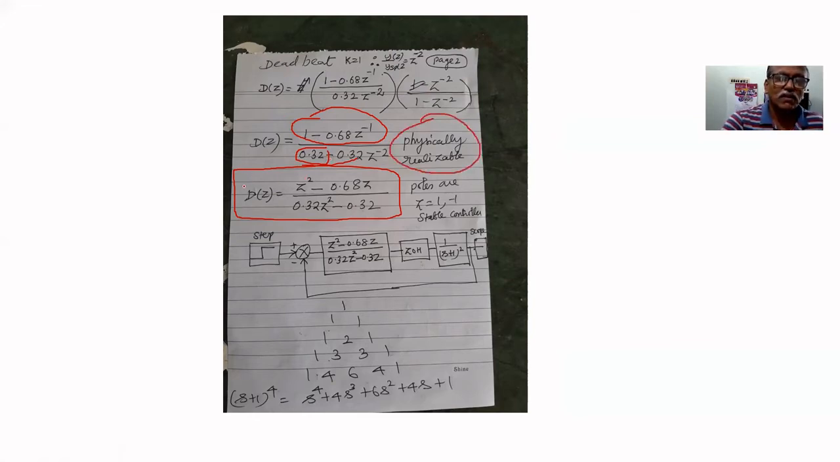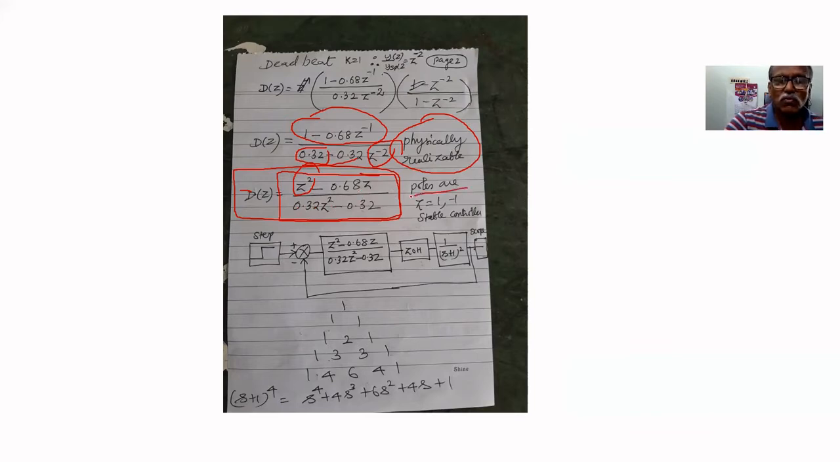Then d of z can be written in positive powers, because in Simulink we have to enter positive powers. That's why we multiply the numerator and denominator by the lowest power, that is z power 2. If you multiply the numerator and denominator by z power 2, you will get z square minus 0.68 z upon 0.32 z square minus 0.32. We got this as d of z.